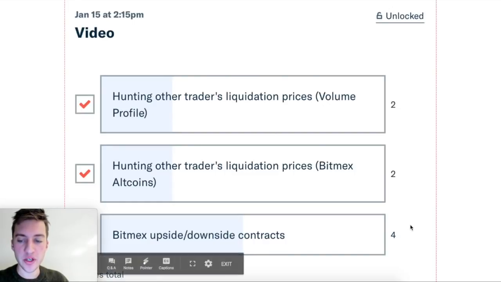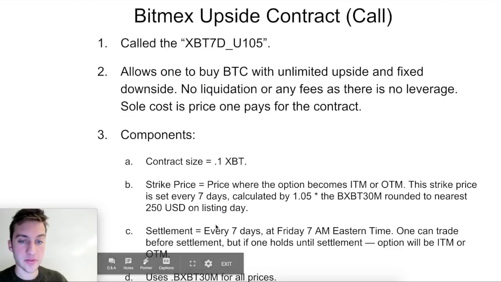So this was Patreon suggested, did not expect that to happen. I thought that one of these two would be more interesting, but I guess full steam ahead on Bitmex upside, downside contracts. So what is a Bitmex upside contract?